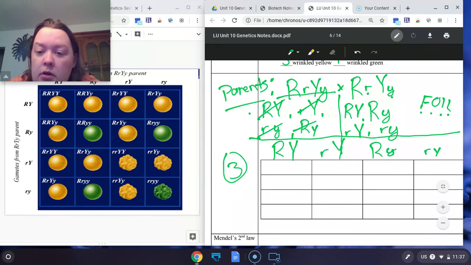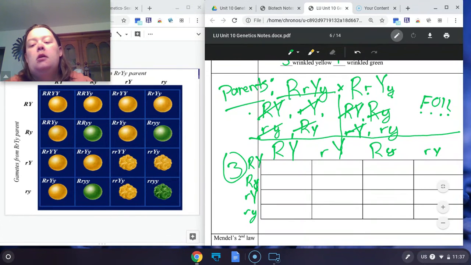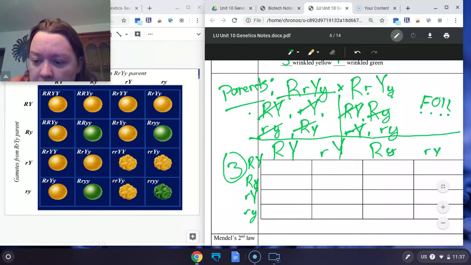Now I'm going to do the same for parent 2 along the side. So parent 2 can pass down a big R and a big Y, or a big R and a little y. I like to curve my y's, that way I know they're little. Or they could pass down a little r and a big Y, or a little r and a little y. And that sets up my square.